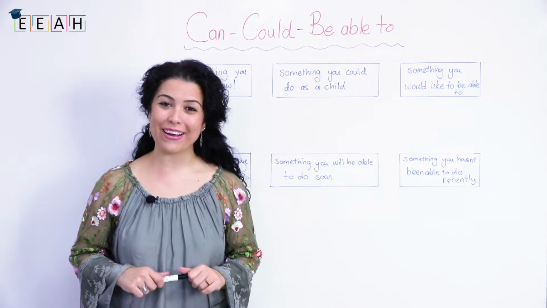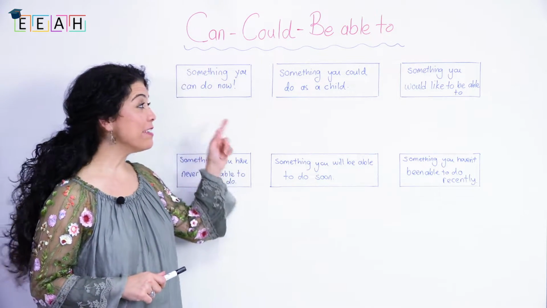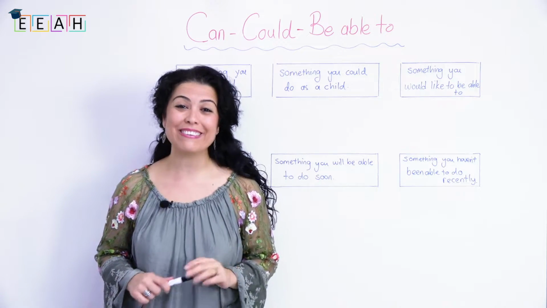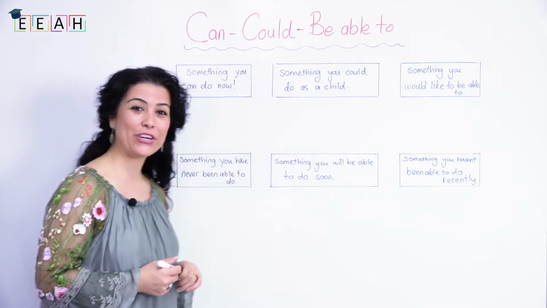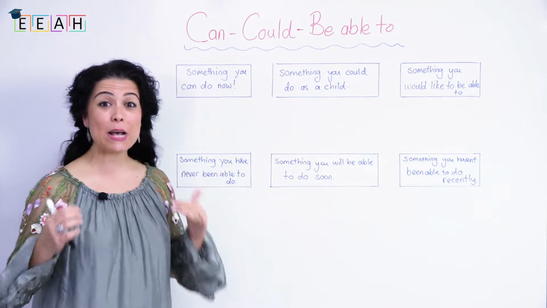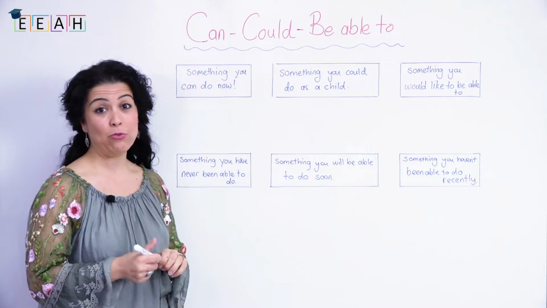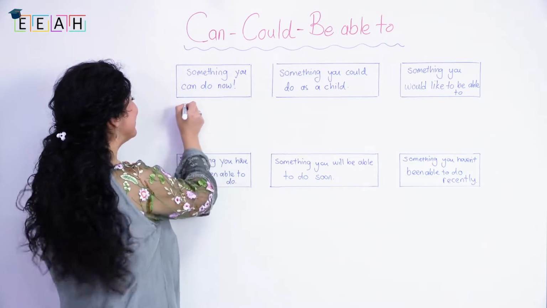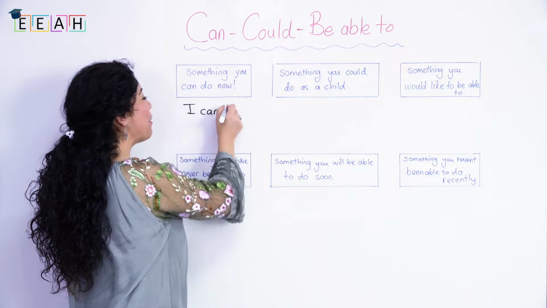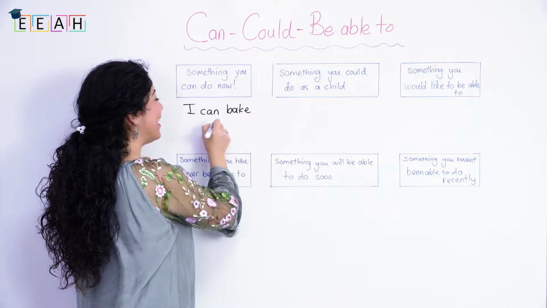Are you ready to practice? Now, read the prompts and write true sentences about yourself. I'll do the same. Let's get to work. So, think of something you can do now. I can bake a cake. What about you?